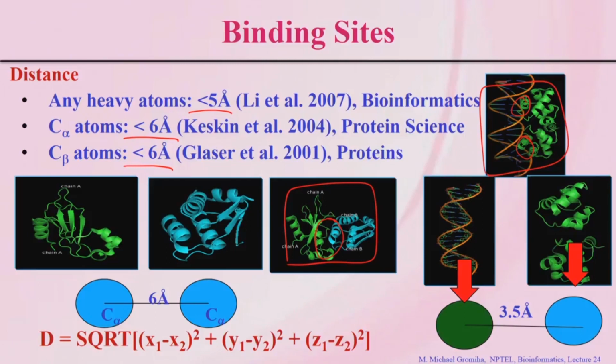If you understand the binding site residues and the type of interactions, which one will be better, which one gives the best data, whether to use C alpha, C beta or any heavy atoms? Any heavy atoms is better, because if you want to see the electrostatic interactions, that is between the atoms.